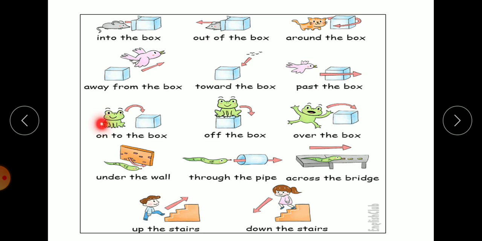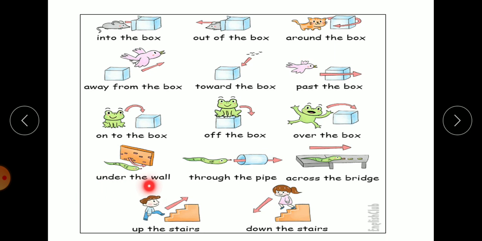Onto the box, like the frog jumped onto the box. On again, as I said, on is used when the two objects are touching, and onto is used when there is a motion. Like when the frog will jump, there will be a motion. Off the box, the pen will come down. Over the box, again there is a motion. Like over the box, box के ऊपर से, on the other side the frog is going, right?